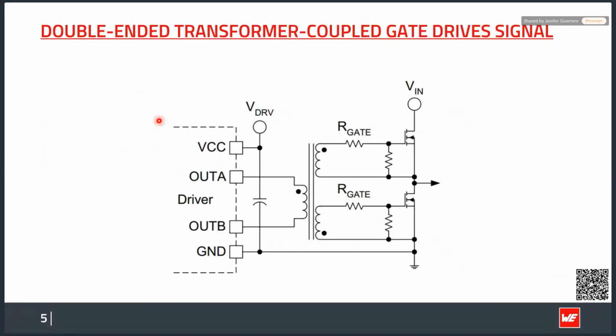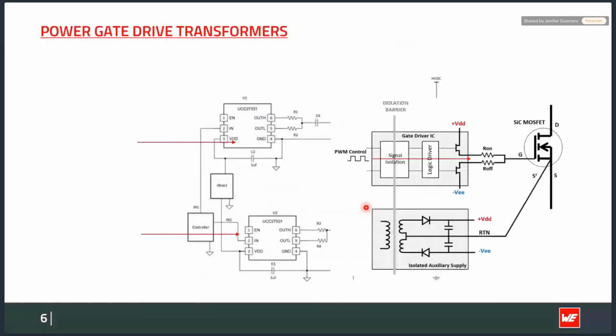Now, this is just another example that I wanted to showcase about a signal transformer, but here is a double-ended configuration. The driver IC gates two complementary signals, and you can act it in a push-pull fashion. But now we're going to focus our examples on the power gate drive transformer.